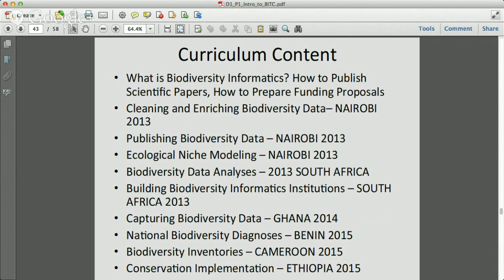The curriculum so far counts on information that is introductory, classes on cleaning and enriching biodiversity data, publishing biodiversity data, niche modeling, analyzing biodiversity data, building biodiversity informatics institutions, capturing biodiversity data, and upcoming courses on national biodiversity diagnoses, biodiversity inventories, and conservation implementation. Those latter three courses are coming up in 2015.